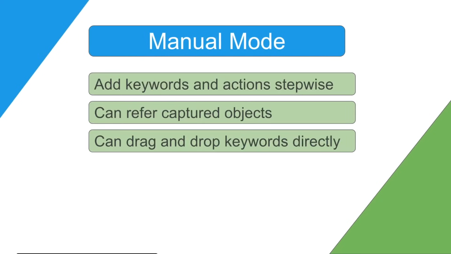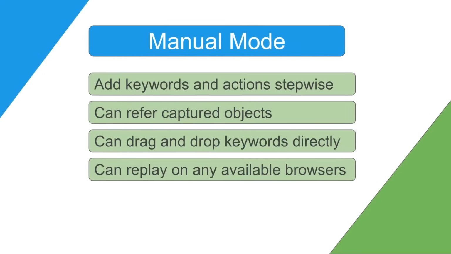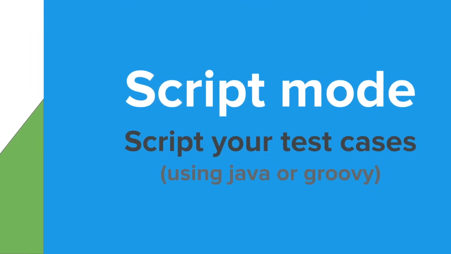Some of the major features of manual mode are you can add your keywords and actions stepwise, you can refer to any of the captured objects, you can also drag and drop the keywords directly into the manual text editor, and then you can replay it using any of the available browsers. We will look into this in more detail in the coming sessions.